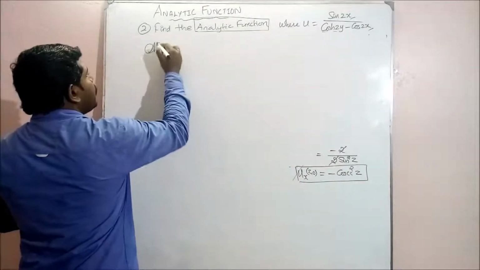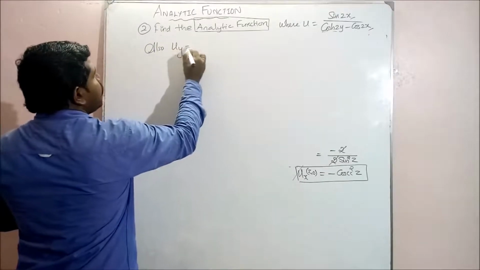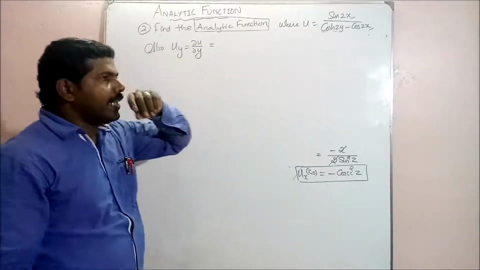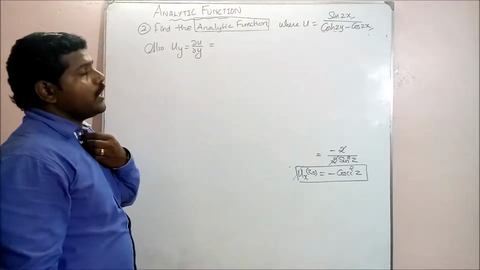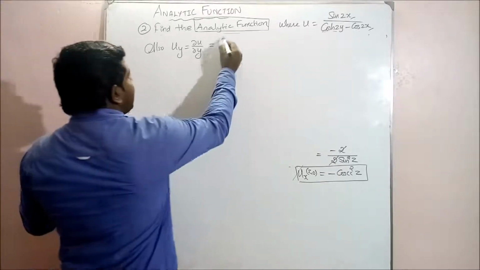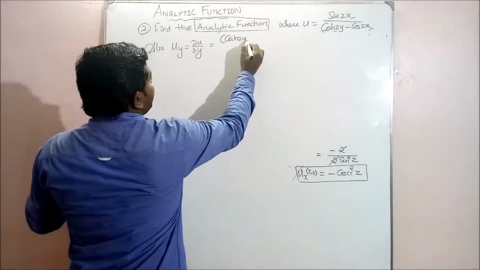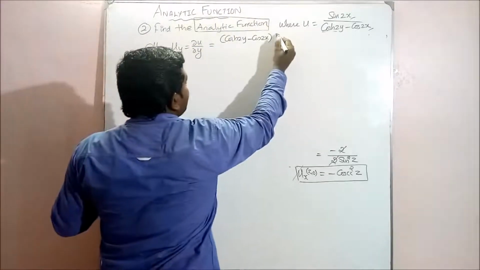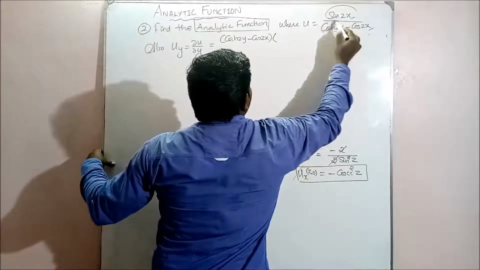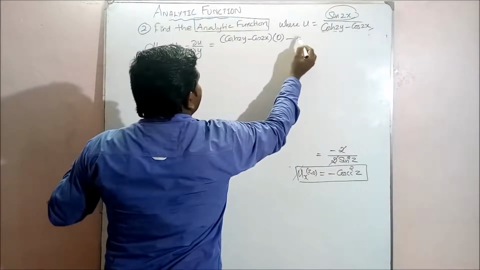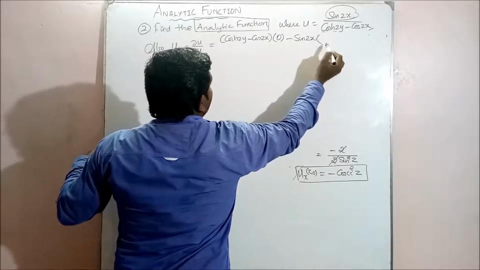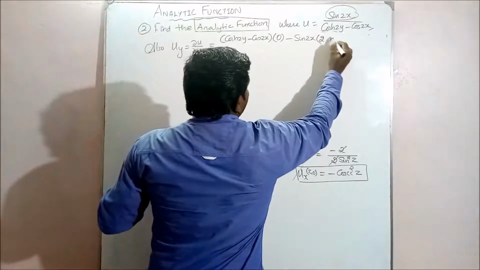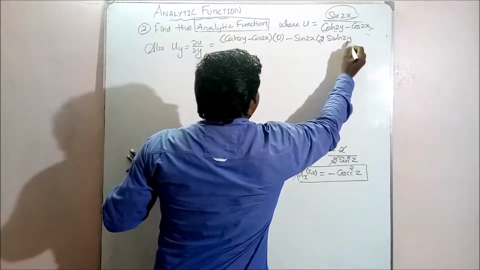So uy means dou u by dou y, partially differentiating u with respect to y. Here also we can apply the quotient rule for derivative. Denominator term cos h 2y minus cos 2x into the differentiation of the numerator with respect to y. This is not a y term, so it becomes 0. Minus sin 2x into differentiation of the denominator with respect to y. So cos h 2y gives 2 sin h 2y.